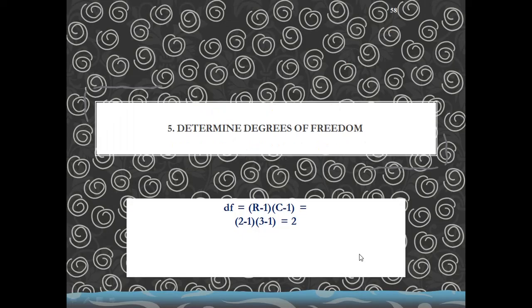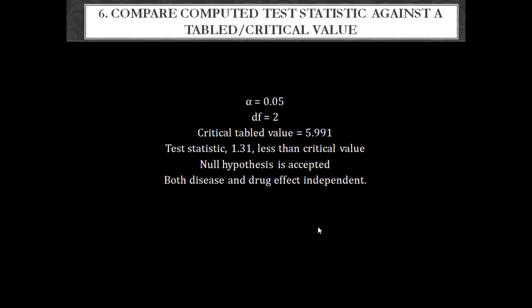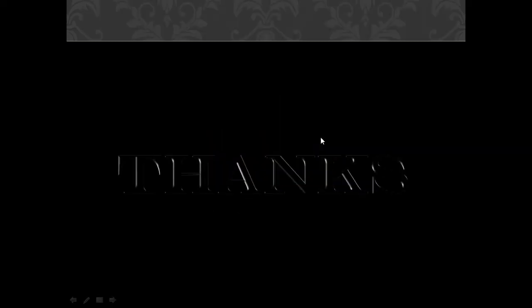Then based on the degrees of freedom, in the case of an R by C contingency table, the degrees of freedom will be R minus 1 into C minus 1. Since we have 2 rows, 3 columns, the degrees of freedom will be 2. So you have to refer to the chi-square table with 2 degrees of freedom. The value is 5.99. So that's all about the use of chi-square. Thanks.